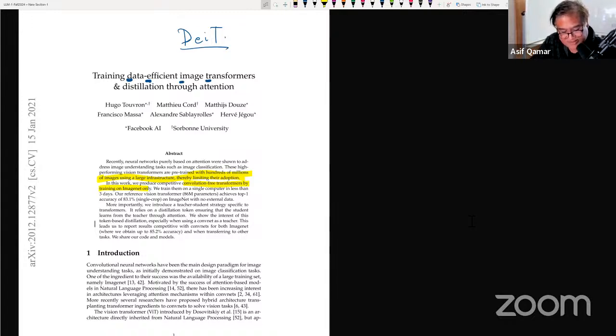Actually, I'm hoping that I didn't get the technical details wrong. I'm reading it after a long time. We show the interest in this token-based distillation, especially when using a ConvNet, a convolutional network, as a teacher. This leads us to report results competitive with ConvNets, both on ImageNet and when transferred to other tasks.